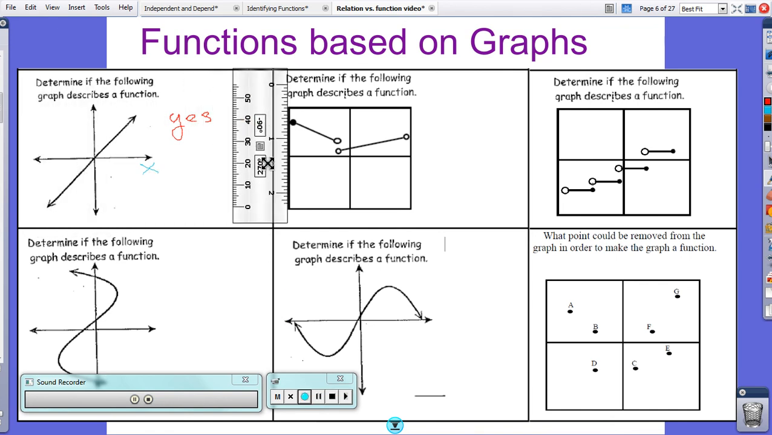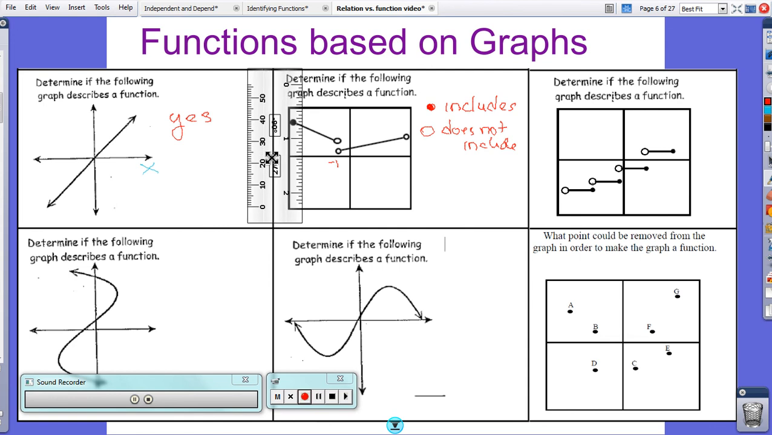Now, let's check this one. Remember when we were doing inequalities and we talked about the open circle versus the closed circle, right? The closed circle meant it includes the number. The open circle does not include the number. So this is a -1, and that means the -1 is not included here.